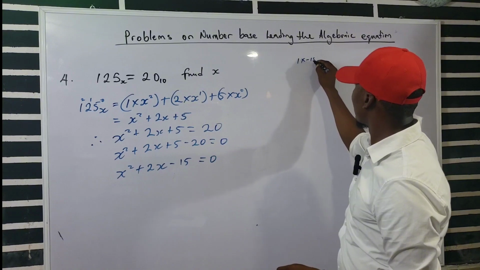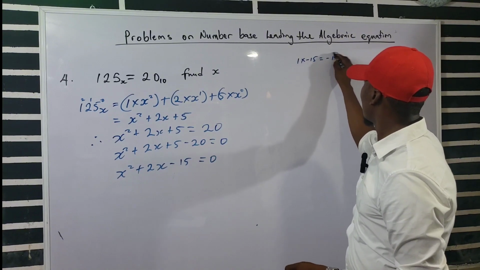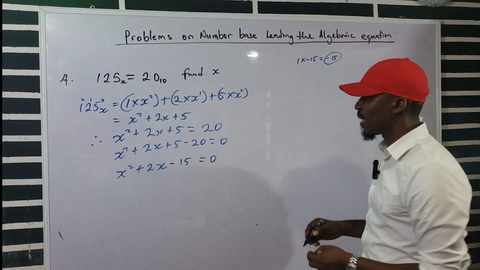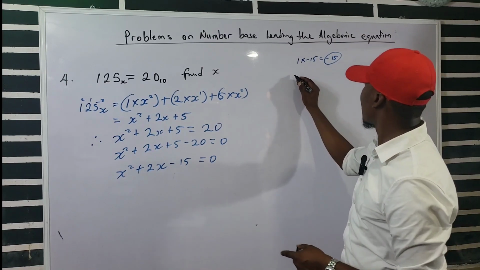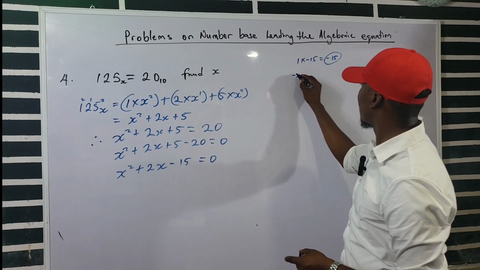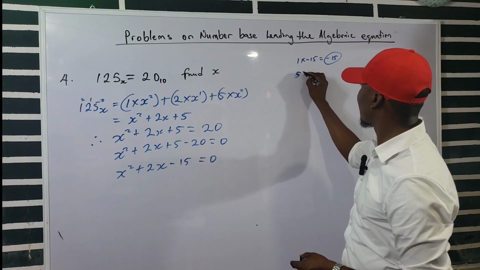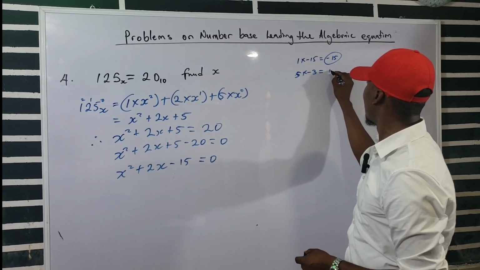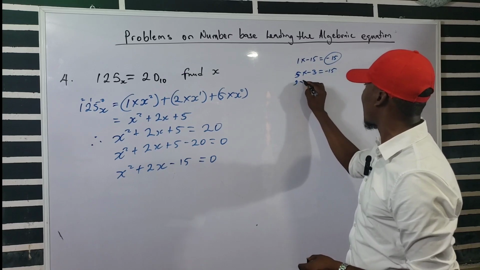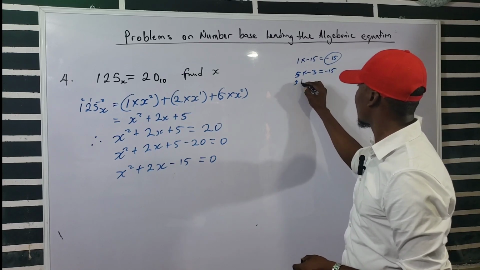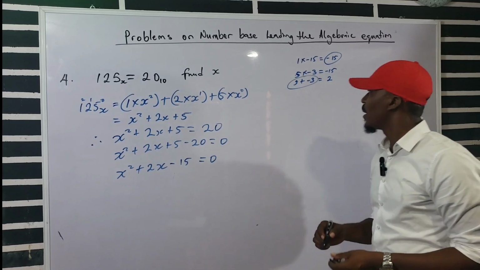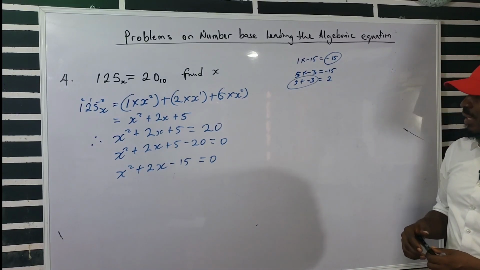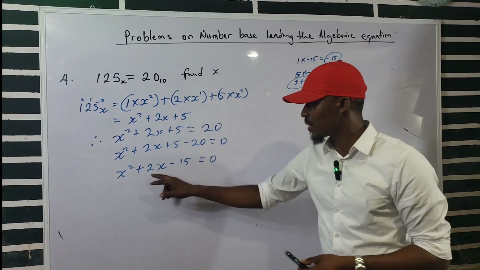1 times minus 15 is minus 15. We need two numbers that will multiply to give you minus 15, and when I add them, I'll have 2. I think that's 5 times minus 3, that will give you minus 15, and 5 plus minus 3 will give you 2. So I'm going to use 5 and minus 3 to replace the 2 here.